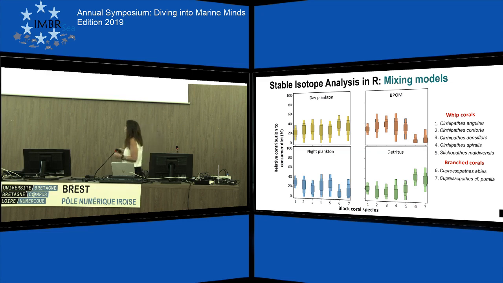And what we observe is that plankton was an important food source for all the corals, where no differences were found between day plankton and night plankton for whip corals, although we observed that branched corals rely more on day plankton. In addition, the model estimated that detritus was also an important food source for branched corals.